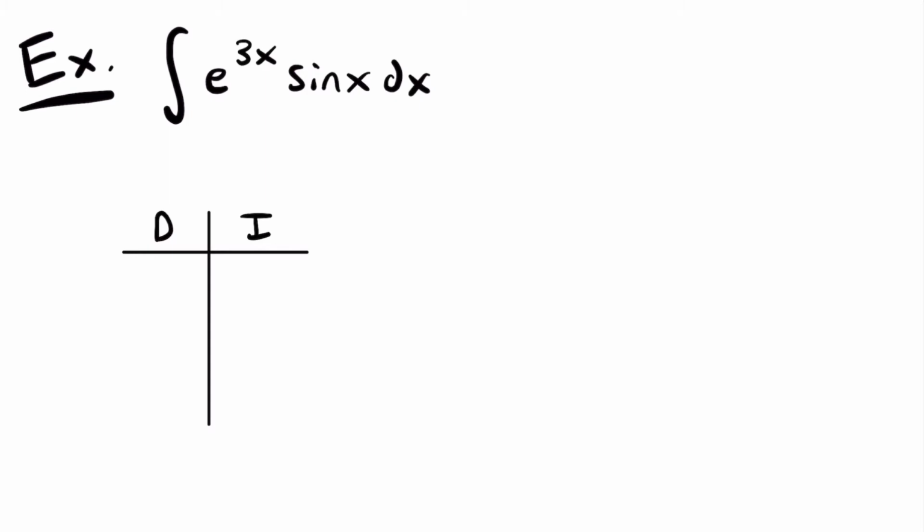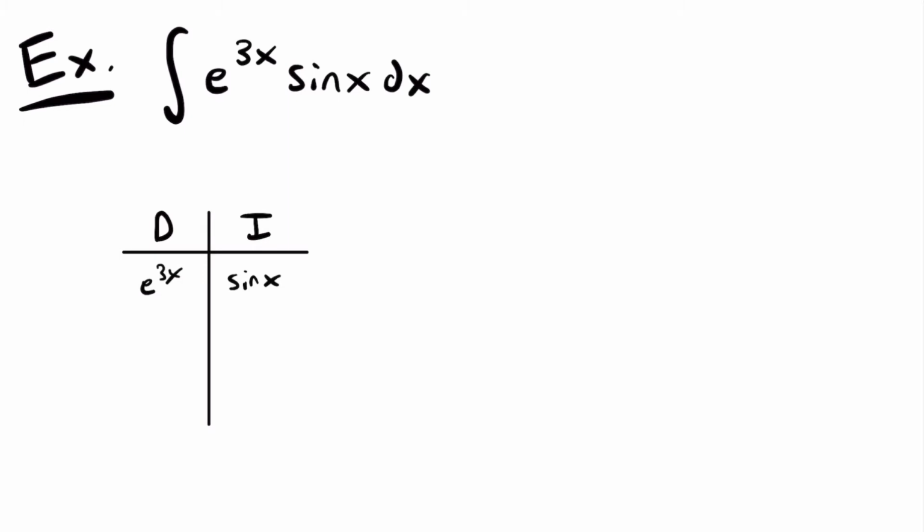And in this case, since we have a product of an exponential function and a trig function, it's not going to matter which you set equal to u and which you set equal to dv, or in this case, which one you put in the derivative column and which one you put in the integral column. Either way, you will still get a correct answer. But I'm going to choose to put the exponential function in the derivative column and the trig function in the integral column. Okay, and so I'll have e to the power of 3x in the derivative column and sine of x in the integral column.